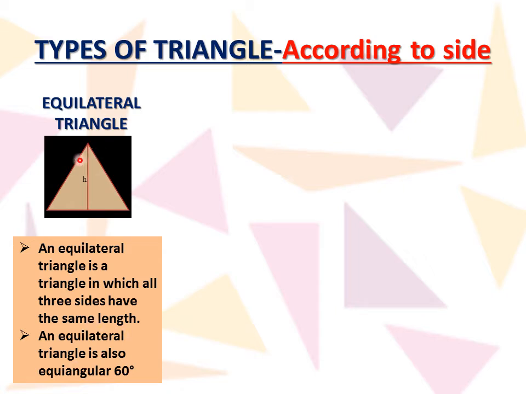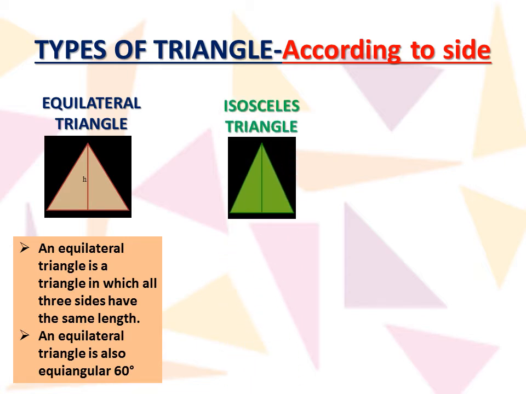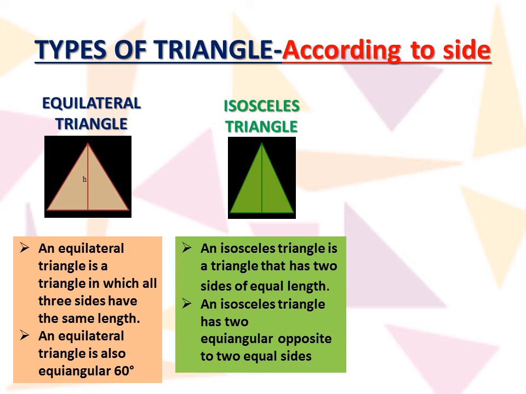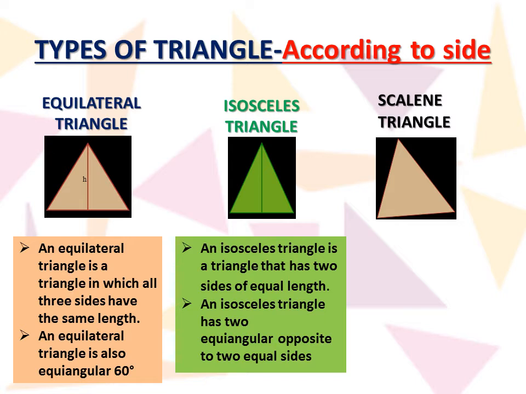So since they have the same length, their angles will be 60 degree, 60 degree, and 60 degree. How it will be, that we will be learning in the subsequent slides. Now next one is the isosceles triangle. What is an isosceles triangle? An isosceles triangle is when any two sides of a triangle are of equal length. Like here we will be studying that two sides are equal, and if two sides are equal, then the opposite two angles will also be equal.